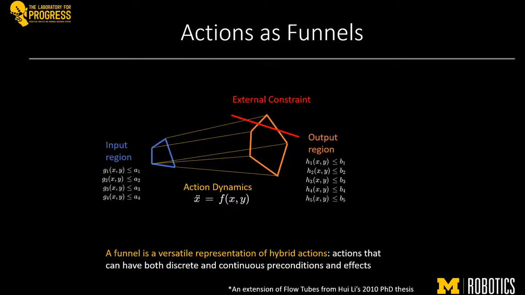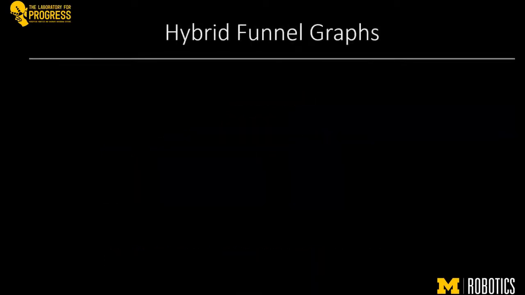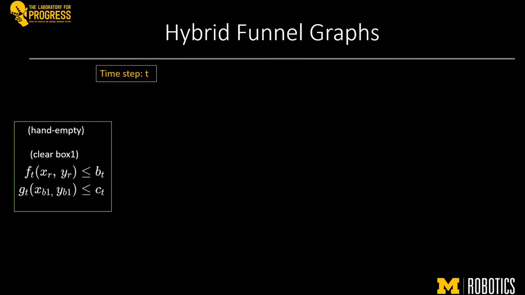So what do we do with these funnels? We use them to build a hybrid funnel graph. So how do these work? Let's assume at some time step t, the state can be represented by these facts. Each line represents a fact. So this is a discrete fact, a symbolic fact. I'll call them discrete facts from now onwards.